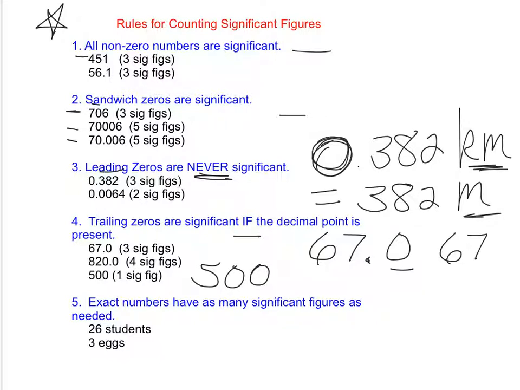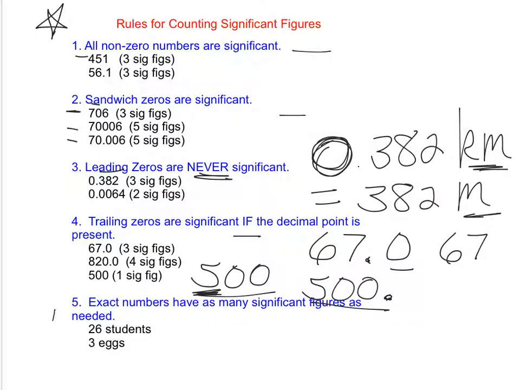We've got our 500. If it says 500, that means there's really only one digit that is known, or maybe it's estimated, I guess I should say. Whereas if it's 500 with a decimal point, in that case, you have three significant figures. So this is one significant figure, this is 3 significant figures. Just have to think about that as we go through them.